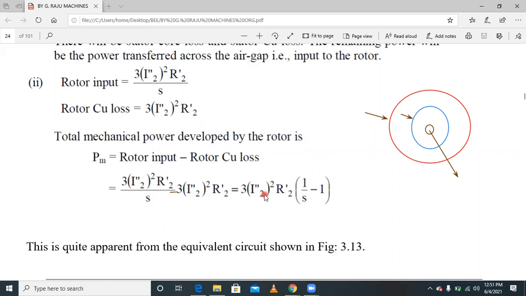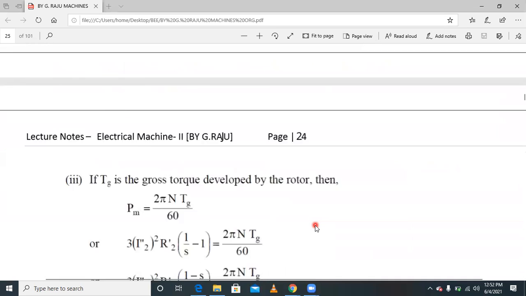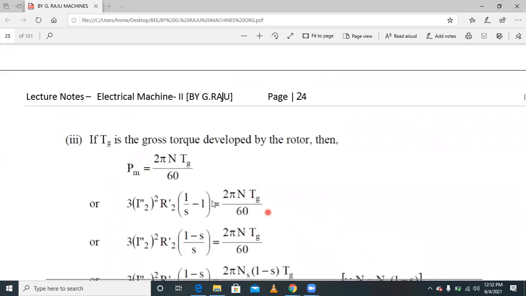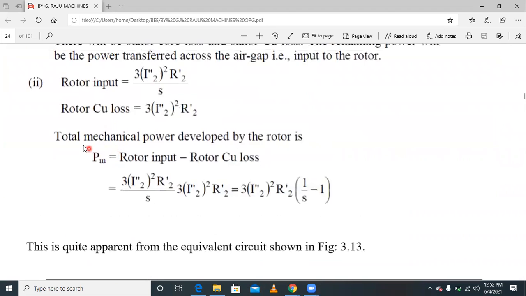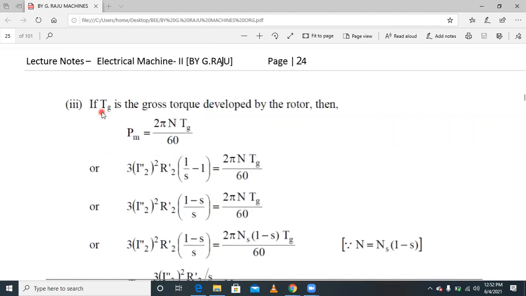So the equation for the mechanical power developed by the rotor is 3 I2² into R2 into (1/S − 1). Understood? This is the concept of how mechanical power is developed in the three phase rotor. This is quite apart from the equivalent circuit, figure 3.13. Next, the third one: the gross power. If TG is the gross torque developed by the rotor.